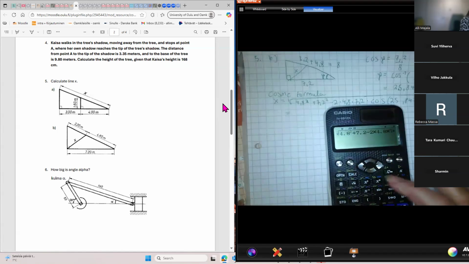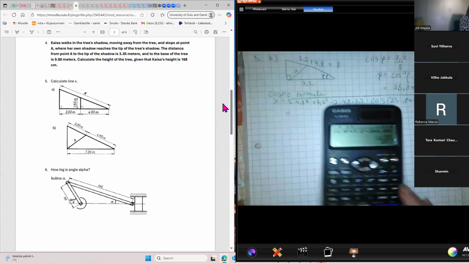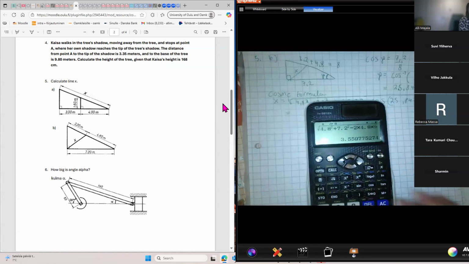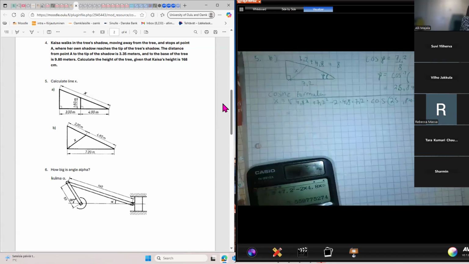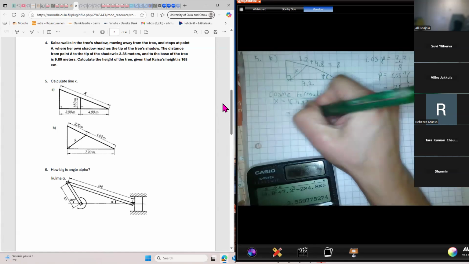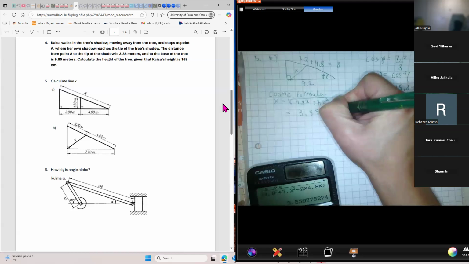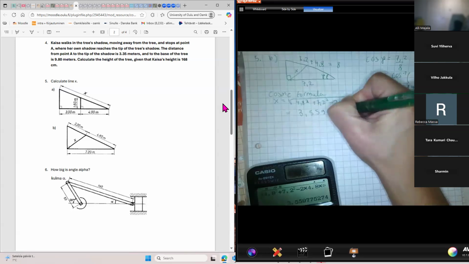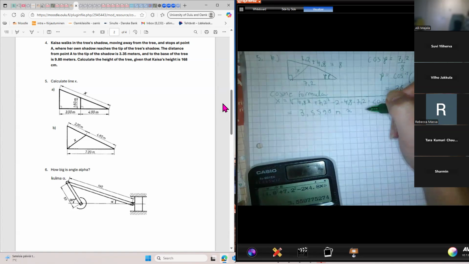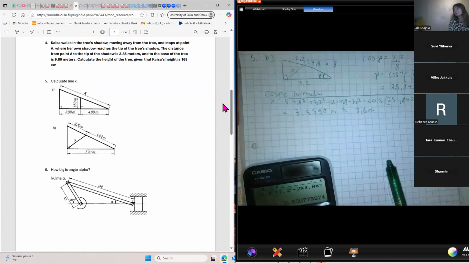This is not in the power of 2. I think I got a negative root. Okay, now it went. That's meters, yeah. So then it would be 3.6 meters. Okay.